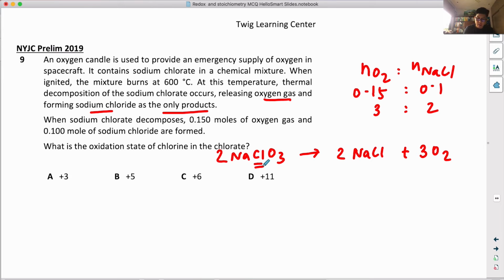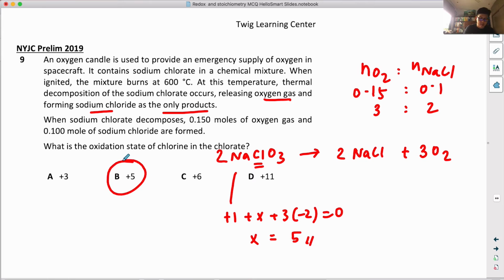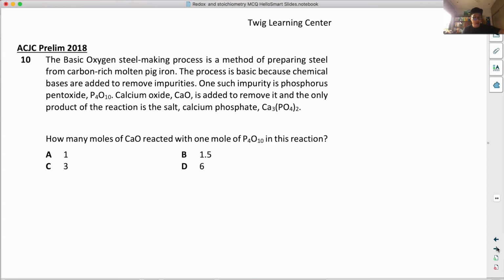So what's the oxidation state of Cl over here? If you calculate, Na is plus 1, X for Cl, and 3 times minus 2: 1 plus X minus 6 equals 0. You work it out, X equals 5. So that's why it has to be B. Okay, let's move on to the next question, question 10.